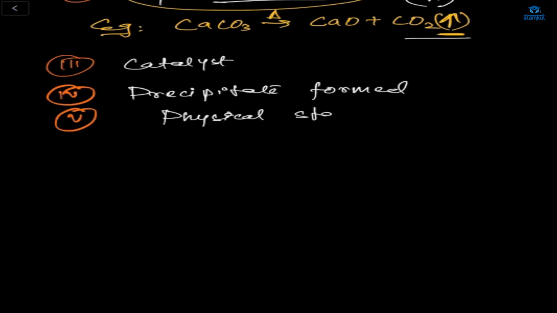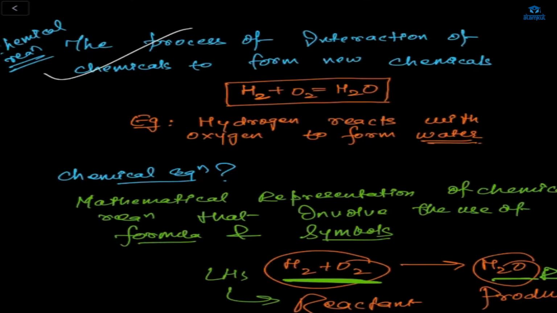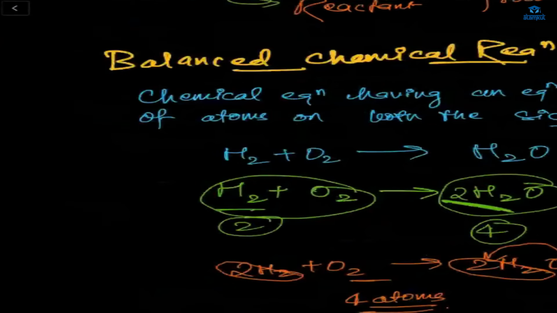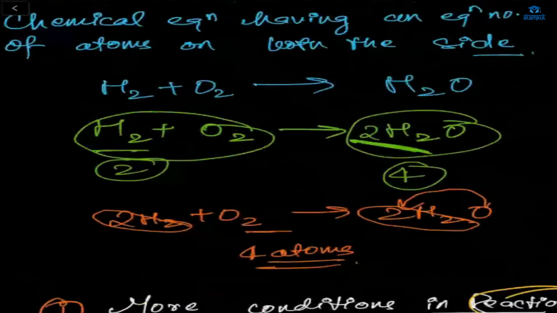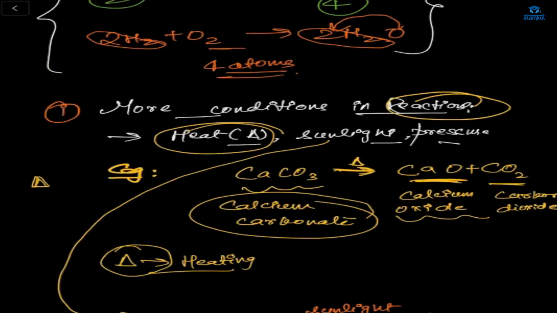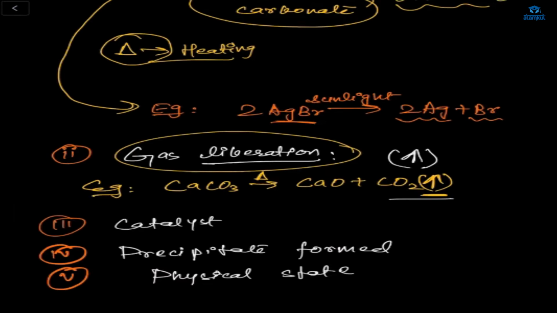So far we have discussed the chemical reaction. Any doubt? Chemical equation done? We have seen balanced equations, how we can balance H2 plus O2 giving H2O. Now, more conditions in reaction, where we use the heat triangle and sunlight in equations, and now we will learn the catalyst, precipitate formed, and the physical state.